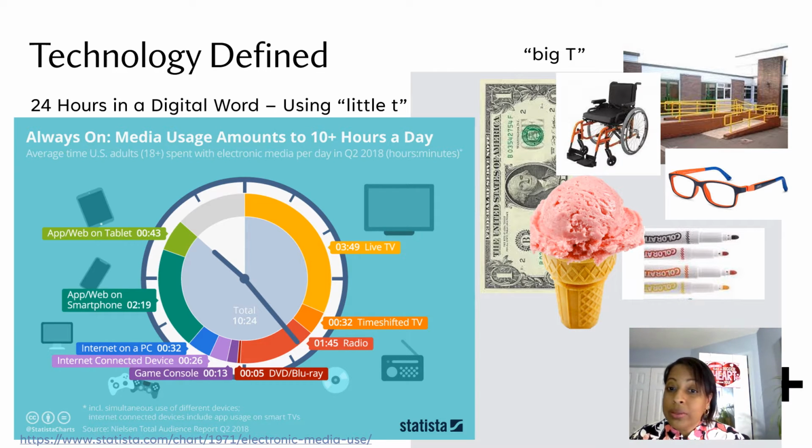Some favorite ones is like an ice cream cone. That's technology. That's not a natural resource. It's composed of natural resources, but they were manipulated to create the ice cream cone.